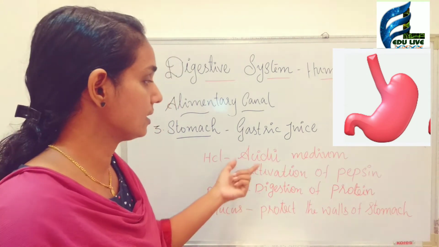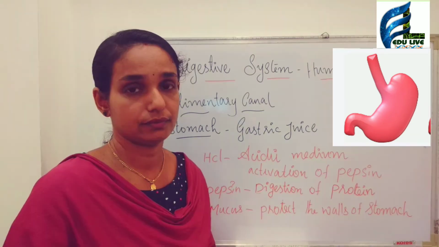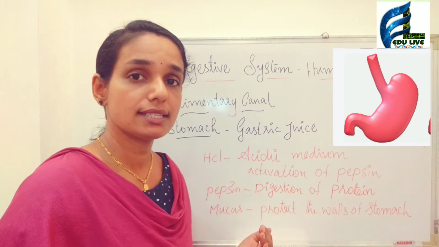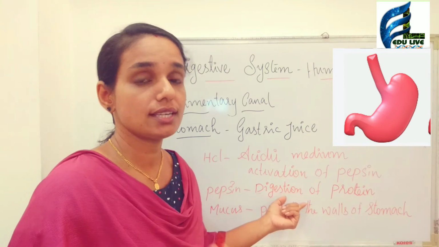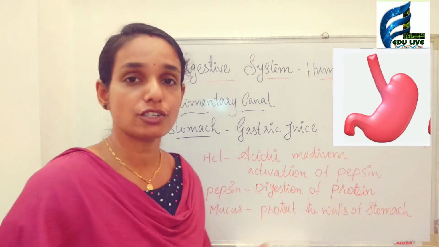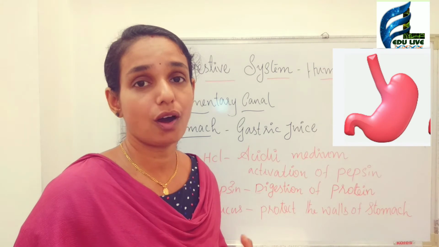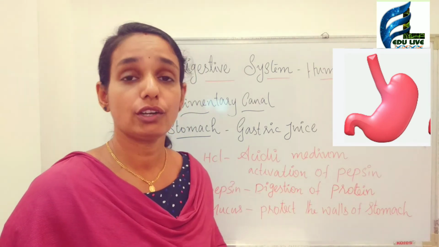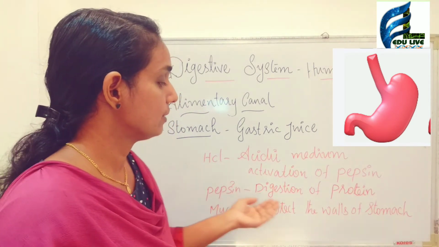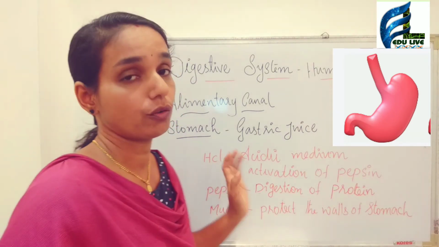The first function of HCl is to provide an acidic medium, and the second function is to convert pepsinogen into pepsin. Pepsin is a protein digesting enzyme. Okay, and the third one is mucus. What is the function of mucus? It protects the walls of the stomach from the action of hydrochloric acid. We know that hydrochloric acid is a strong acid. So this mucus helps to protect the walls of the stomach from the action of HCl.